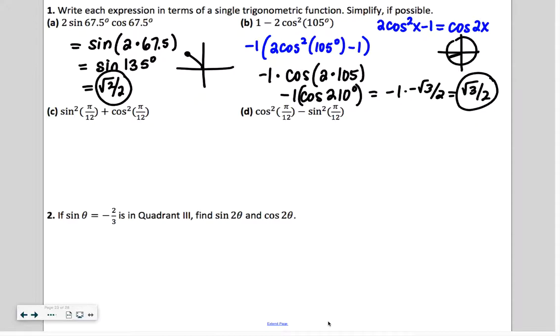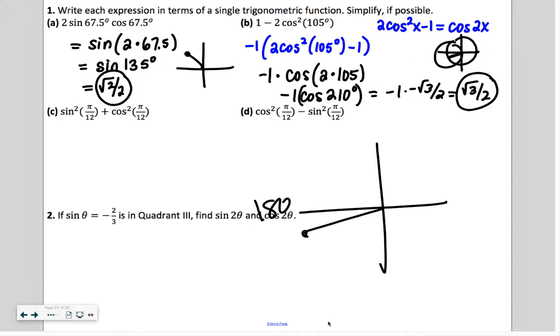It's not in the fourth quadrant. It's actually in the third quadrant, right? It would be over here because it's a little bit past 180. So here's 180 degrees, and 210 would be right here. You get it?